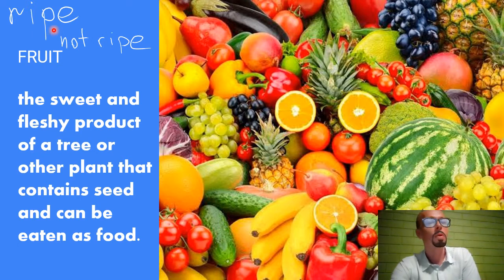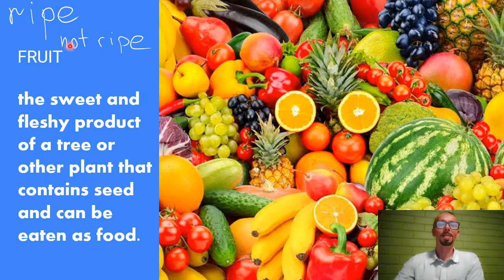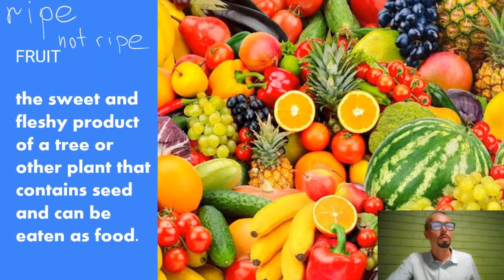And when the fruit is not ripe, it's not sweet, it's not delicious, right? Not ripe: a banana is green and it tastes horrible. Not ripe: a watermelon is not red. Alright, so this is fruit. Let's move on.